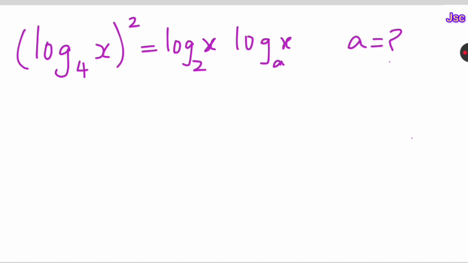Today we'll see how to solve this logarithm expression. The given question is (log x with base 4) whole power 2 equals log x with base 2 times log x with base a. Our goal is to find the value of a.